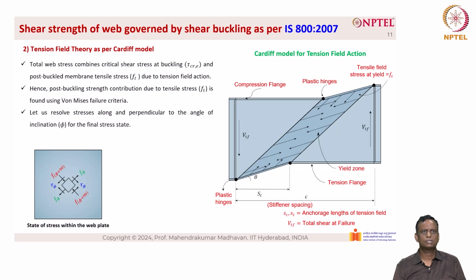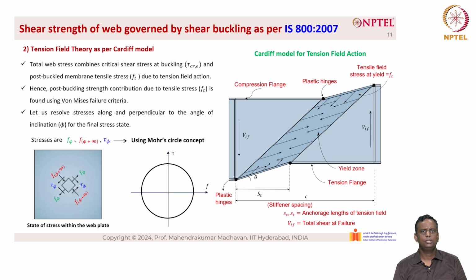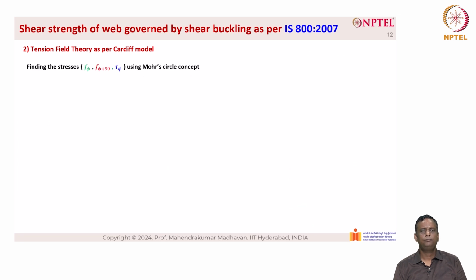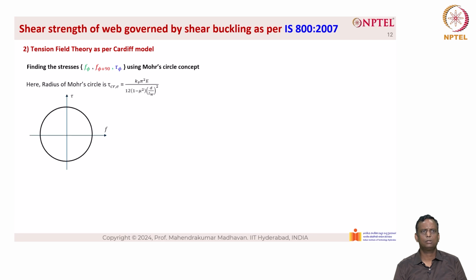Let us resolve stresses along and perpendicular to the angle of inclination phi for the final stress state. Now, the stresses are F of phi plus 90 and tau of phi, and using Mohr circle concept, we can find out F sub T, which will be described in the next slide. So, finding the stresses F of phi plus 90 and tau of phi using Mohr circle concept.